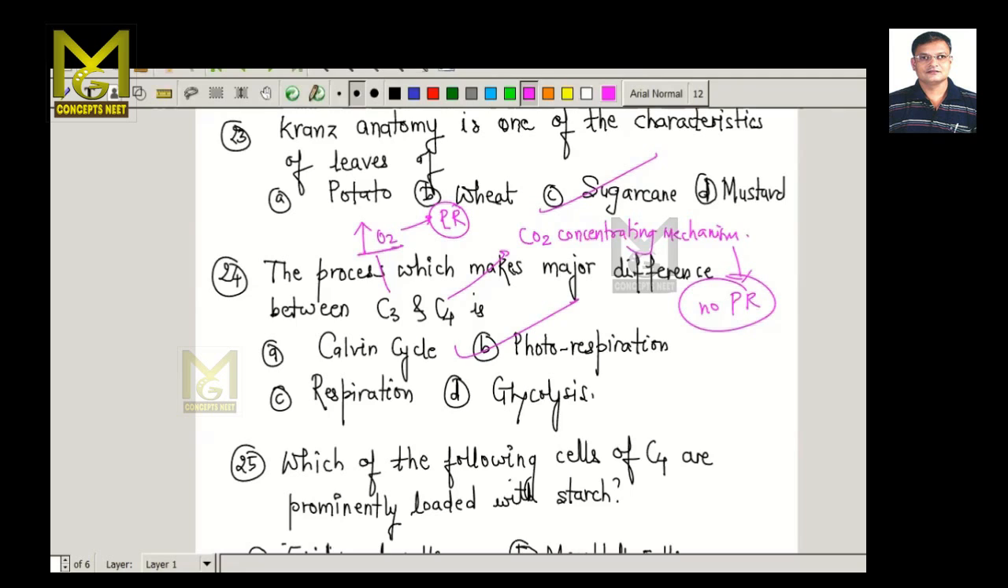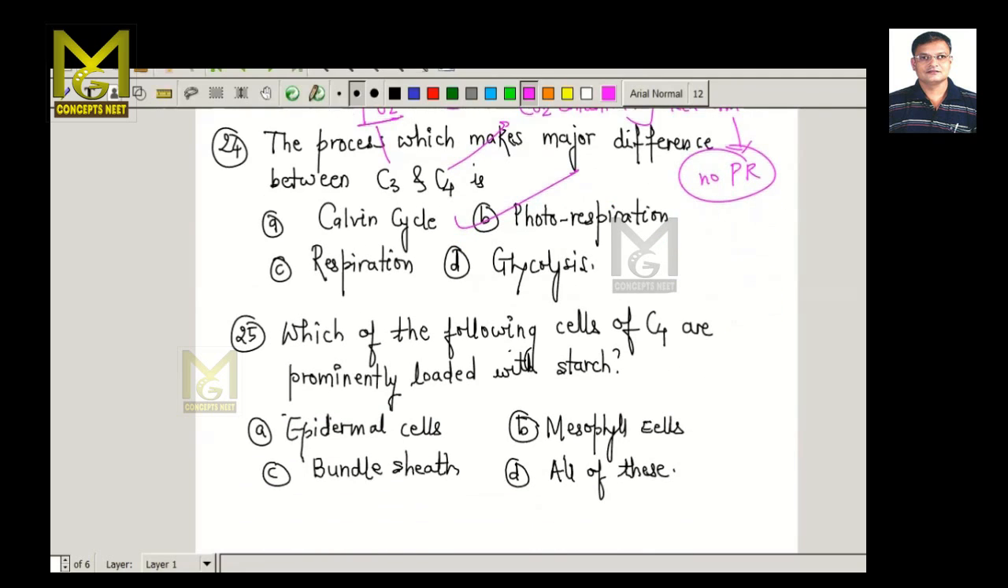Which of the following cells of C4 are prominently loaded with starch? Again, if we go to the diagram of C4, we have a mesophyll cell here, and we have a bundle sheath cell here. First carbon dioxide fixation takes place here, malic acid is formed, malic acid enters inside, and it will release the carbon dioxide. Here the Calvin cycle takes place and the final product glucose will be formed here. This glucose will undergo polymerization and give rise to starch. So starch will be stored here in the bundle sheath. So the correct option in this case is C.